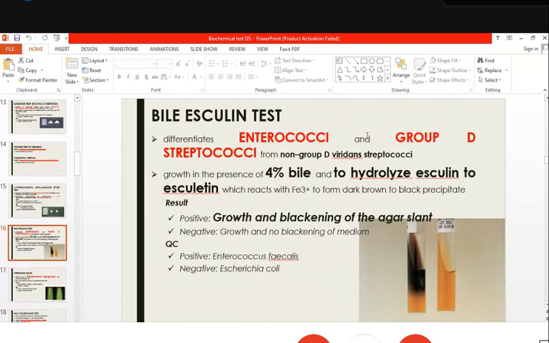So that our bile esculin test is used to differentiate our enterococci and group D streptococci from the non-group D viridans group streptococci on the basis of their ability now to hydrolyze esculin. Okay? So that the basis of the esculin test is the hydrolysis of esculin, which is a glucoside, in the presence of bile salts as a result of the enzymatic action of esculinase.